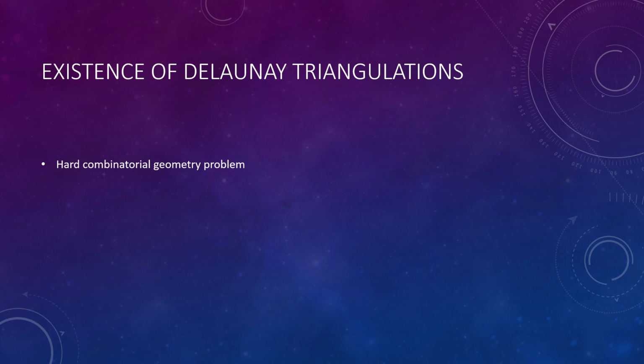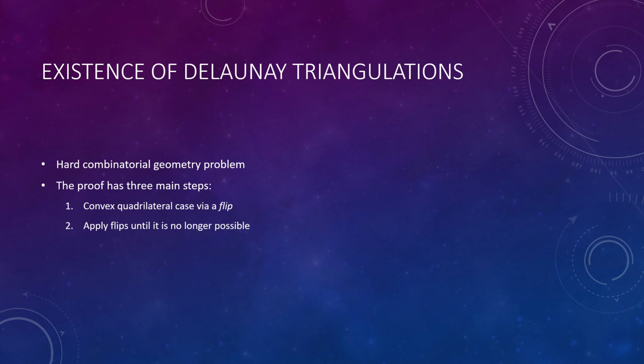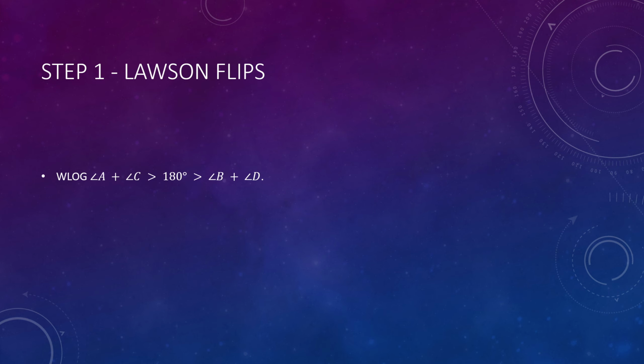How do we approach the proof? There are 3 main steps that we need to fulfill. First is to solve the convex quadrilateral case with a flip, introducing the concept of a flip. Then, in the general case, we will repeatedly apply flips until it is no longer possible, and we will prove that the sequence of flips actually terminates. And the final step is to prove that the end result of that sequence of flips is indeed a Delaunay triangulation. So the first step is about flips.